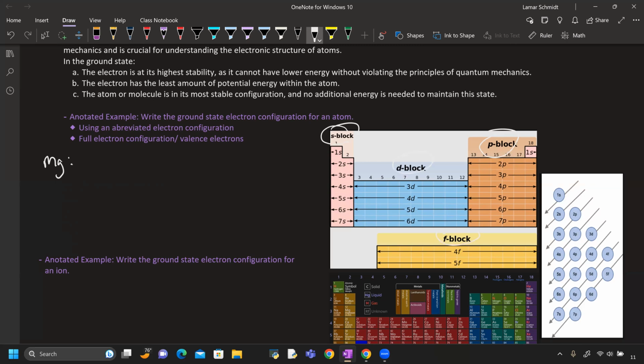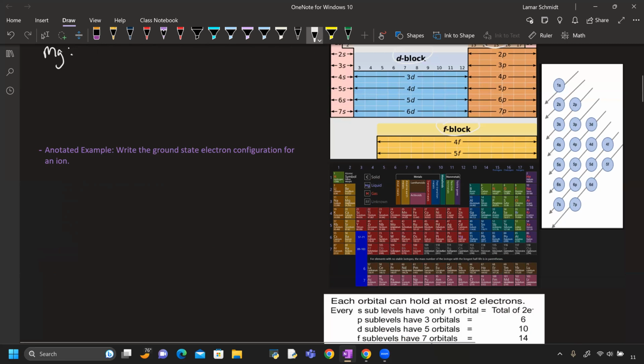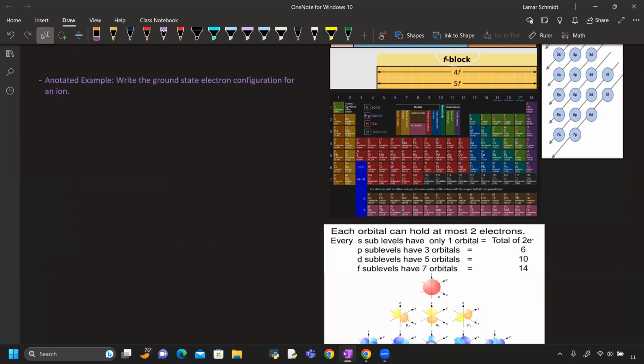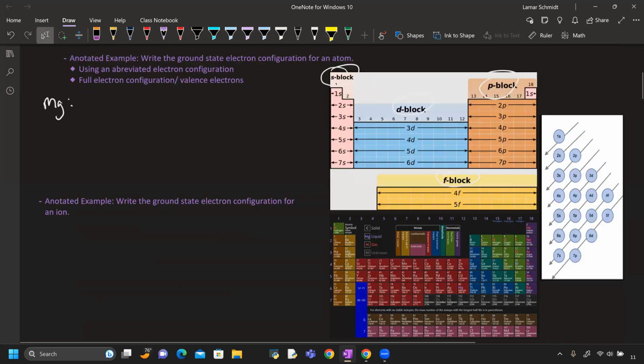And we should recognize that the s block or the s orbitals can hold 2 electrons. The p can hold 6. The d can hold 10, and the f can hold 14. We can even see that on our periodic table.